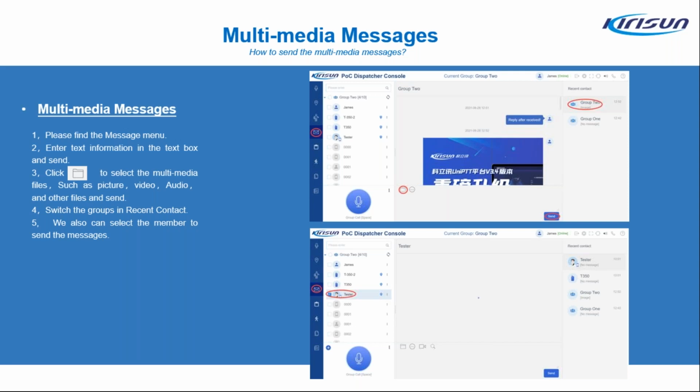The next is multimedia messages. Please find the message menu, then enter the text info in the text box to send. Or you can click this icon to select multimedia files, such as a picture, video, audio, or other files to save. And you can switch the groups in recent contacts. And we also can select the member to send the messages.